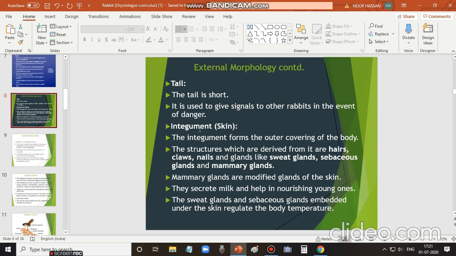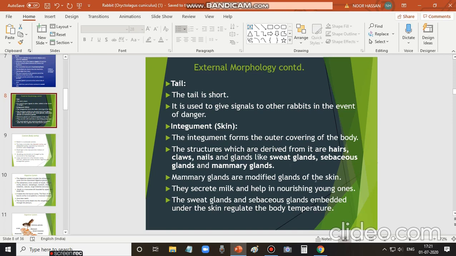About the integument or skin, it is the outer covering of the body. The structures which are derived from it are hairs, claws, nails, and glands like sweat glands, sebaceous glands, and mammary glands.